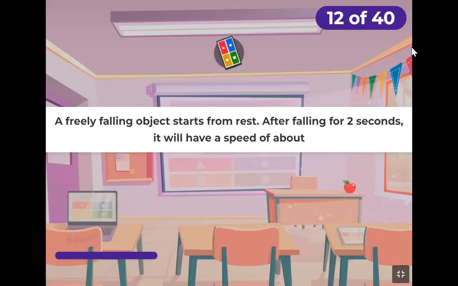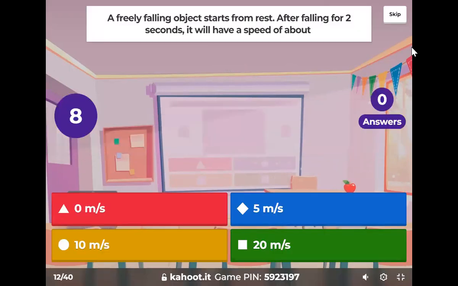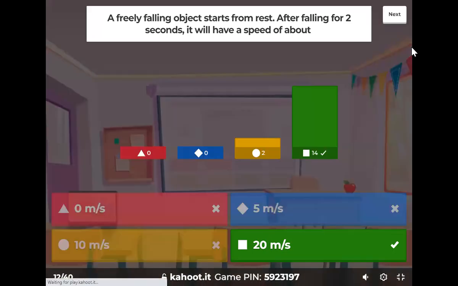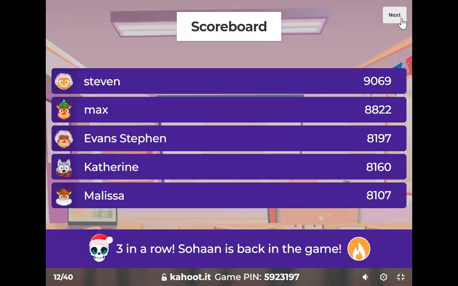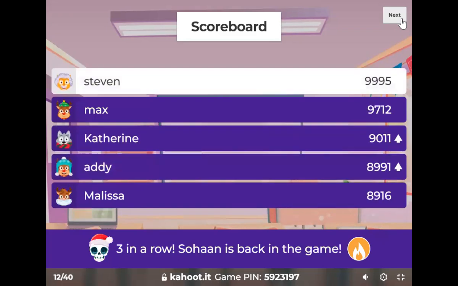For the following object starts from rest after falling for 2 seconds, pick up to a speed of about 20 meters per second. 10 times 2 is 20. And then the units, meters per second. Right.